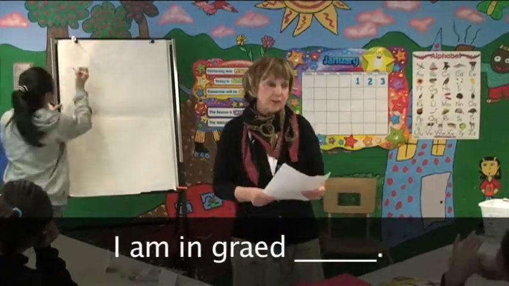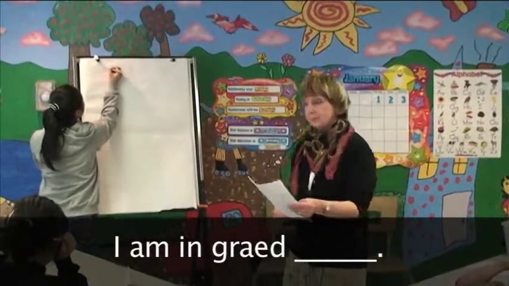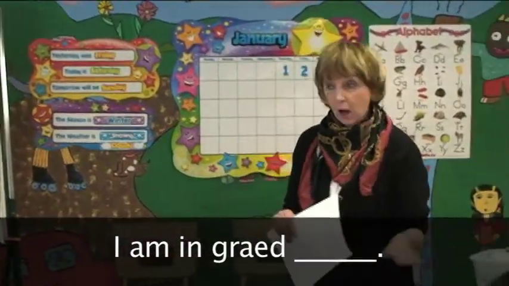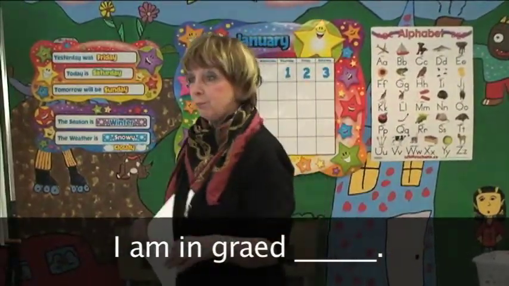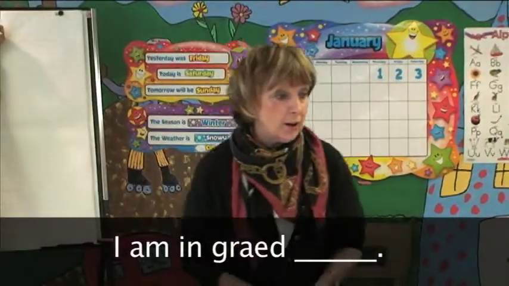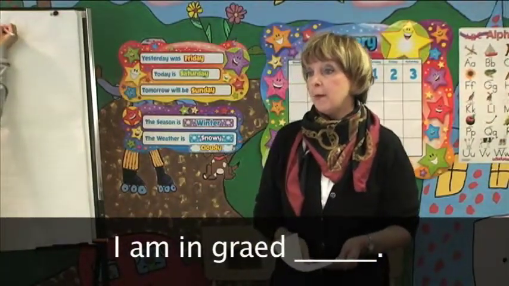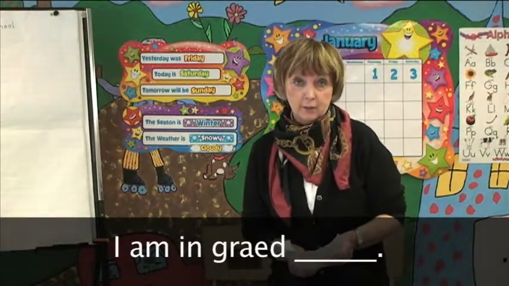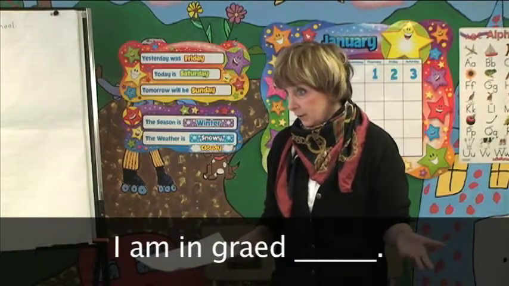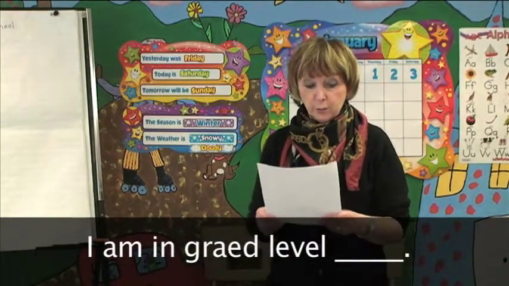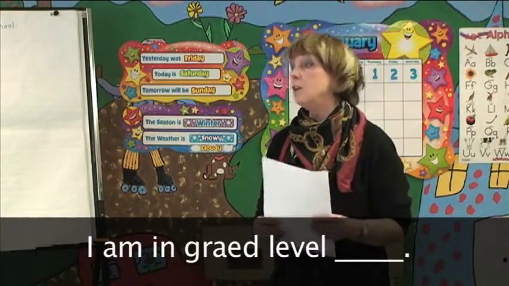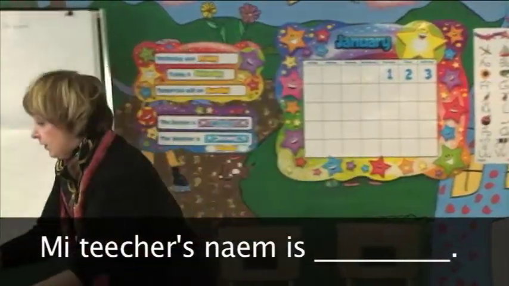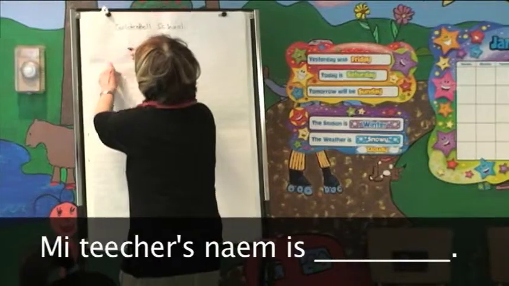And the next question is, you're going to tell us what grade you are in. So let's put the grade that we're in. What grade are we in here? 10. Okay, or maybe we can put what level we're in. Level 1. Okay, for the grade, we're going to put, I am in grade level 1. Next, my teacher's name is, and I'll put my name on the board for you.